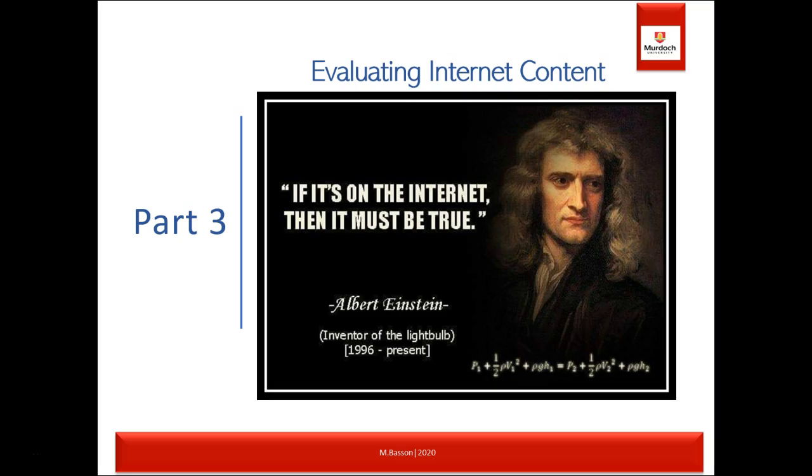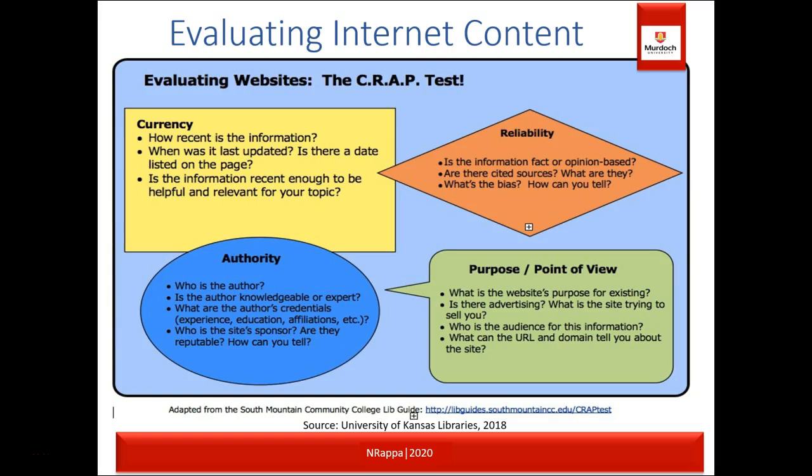Now, part 3, evaluating internet content. Look at the picture. Ask yourself, is everything you see in the picture true? This is how we will evaluate whether it is or not. When we evaluate internet content, we use the CRAB test. The CRAB test is an acronym for currency, reliability, authority, and purpose or point of view.